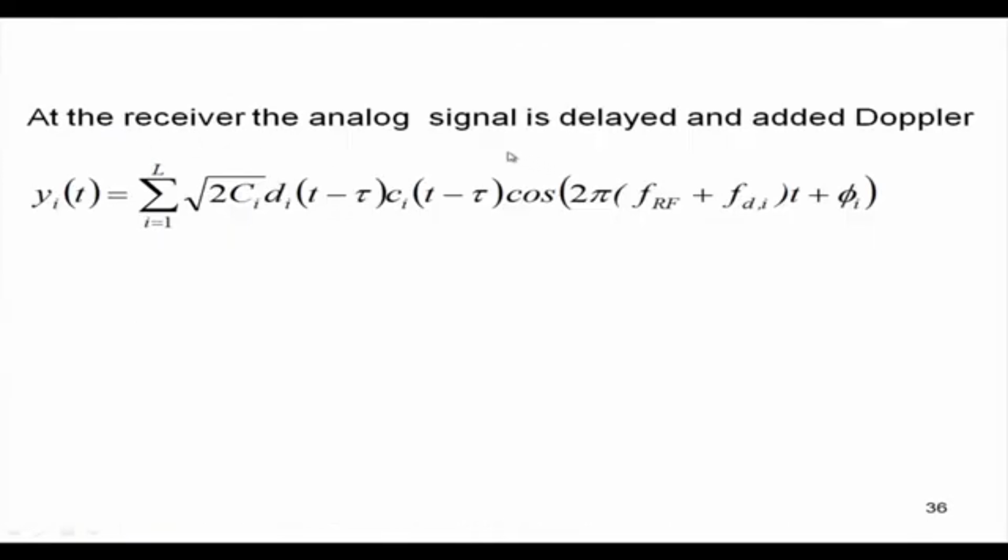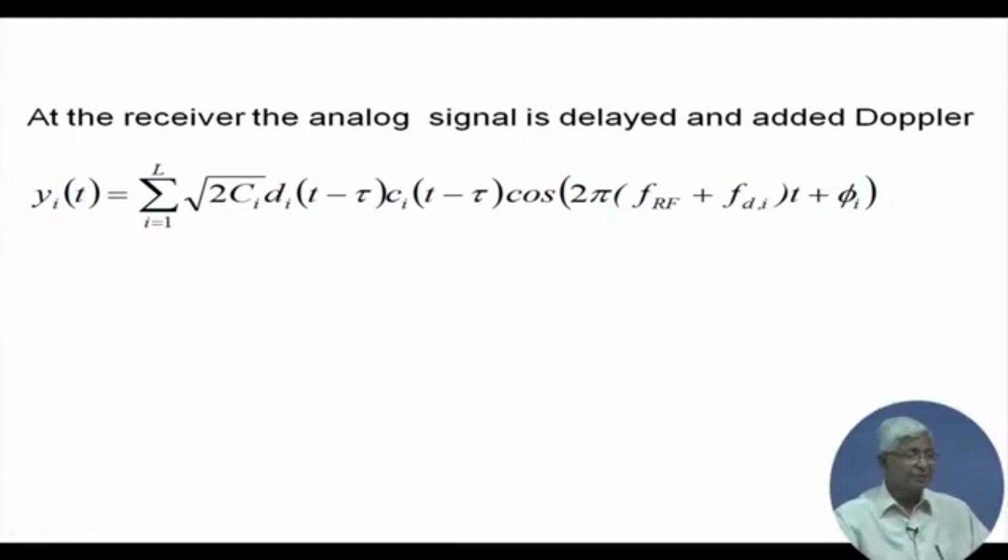Now, at the receiver, the analog signal is delayed and Doppler is added. The satellite is moving, and the user also might be moving, so Doppler is added to it. It is the same equation from all the satellites, i equal to 1 to L, root over 2 C_i, d_i(t minus tau), C_i(t minus tau). So, this tau is the delay, whereas the reference f_RF, the frequency on which it is transmitted, is Doppler shifted by f_d for the ith one, and then phi_i. So, tau is the code delay and this is the Doppler shift.